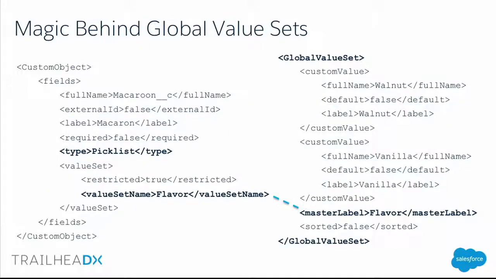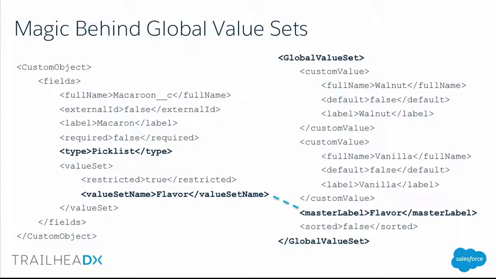And if you look behind the scenes at the metadata, how does it work? On the left side of the screen, you have a field. In the field, instead of specifying all the values under the value set tag, it has what we call a value set name. And that value set name references a global value set, a top-level metadata API object, which is the API name of that global value set. So when you create one field that uses a global value set and you retrieve it through metadata API, that's something you would probably see. You have a value set name that references a global value set that you created.